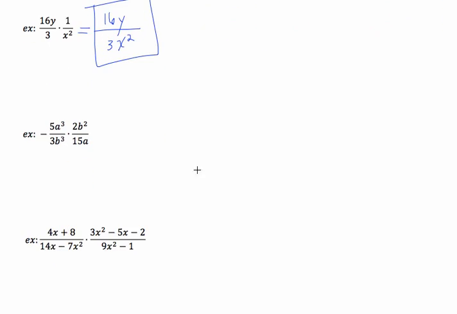Alright, on the next one here, we have this negative, which remember can go either in the numerator or the denominator, or you can just leave it out front of the whole thing, which is what I'm going to do. So in the numerator, we're going to have 5 times a cubed times 2 times b squared. I'm going to go ahead and multiply that together as 10 a cubed b squared, although you may want to leave it as 5 times 2 to make it easier to simplify. And in the denominator, we have 3 times 15. I will leave that one as 3 times 15 just for the moment, times a times b cubed.